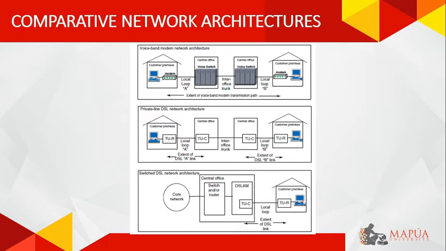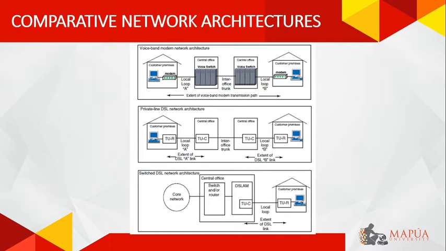The figure on the screen shows the network architecture for a voice band modem, private line DSL, and switch DSL services. The voice band modem transmission path extends from one customer modem, a local line, the public switch telephone network, a second local line, and a second customer modem. In contrast, the extent of the DSL transmission link is a customer end modem, a local line, and a network modem, with the digital transport through the remainder of the network being outside the scope of the DSL transmission path.